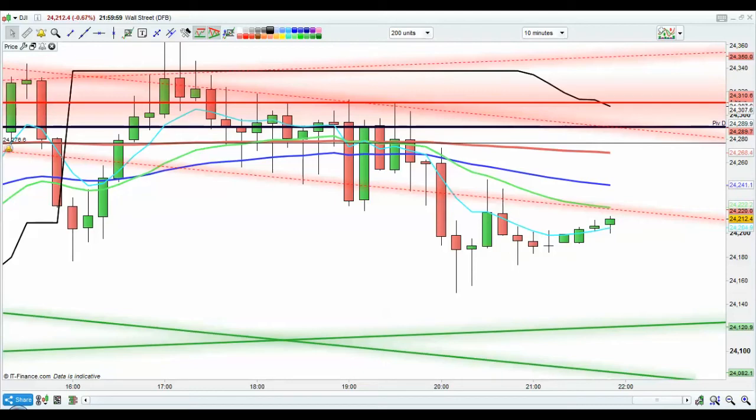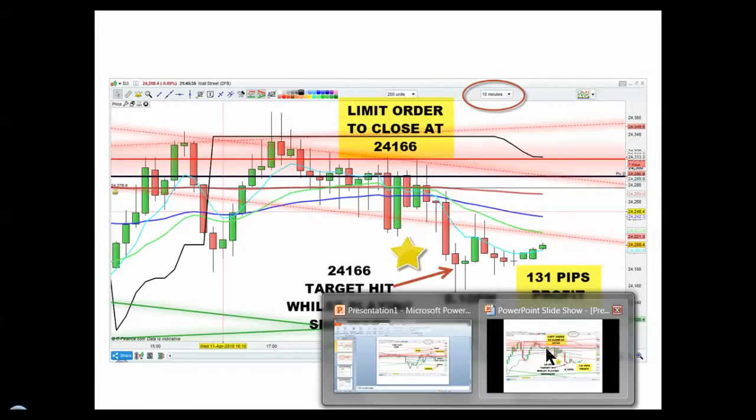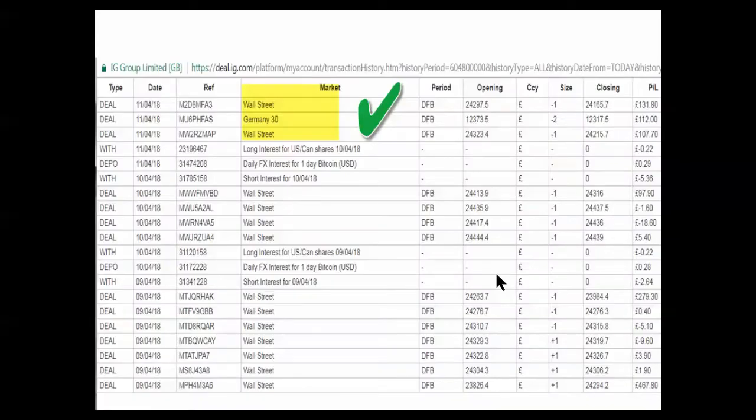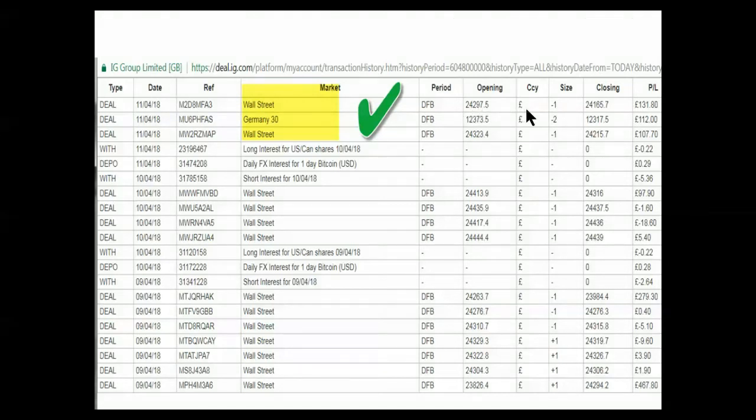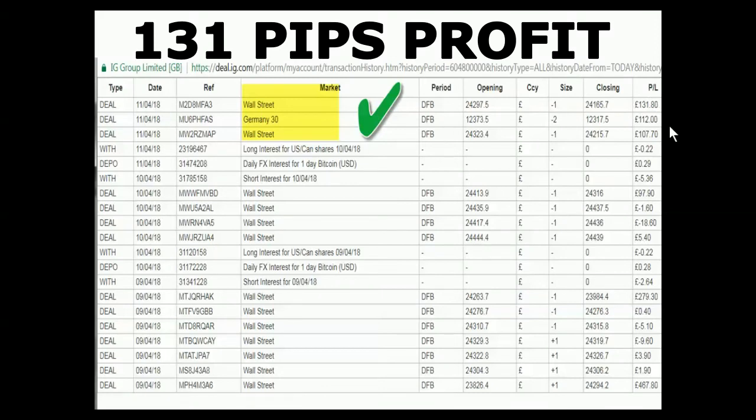Okay, so let's have a look at the price there. So here we are, limit order. 24,297 is what I opened at, and the close was 24,165.7. So there's the profit and loss there of 131.80.